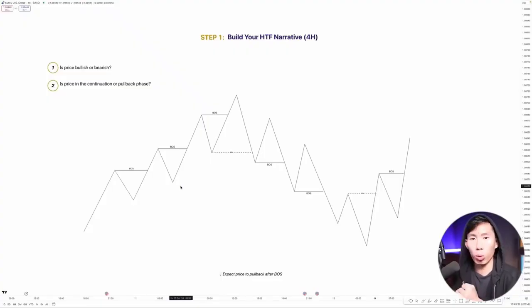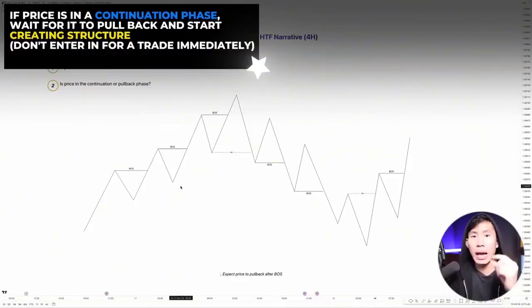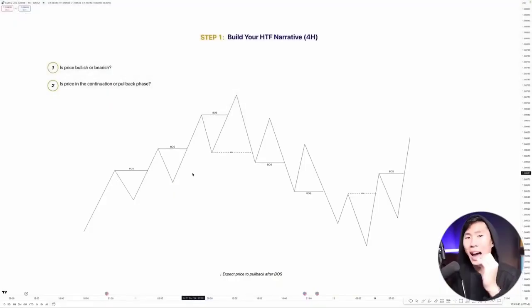You identify whether price is bullish or bearish so that you know exactly which side of the market you should be trading with. And then you identify whether price is in the continuation phase or the pullback phase. If price is in the continuation phase, I will advise you to wait for price to start pulling back and start to create that new structure. Then you enter for a buy, because ideally, you want to trade with the trend after the pullback is over.